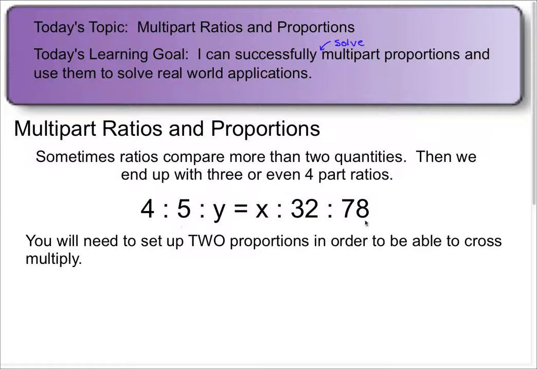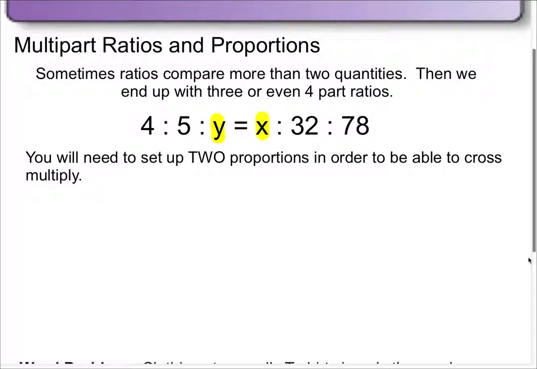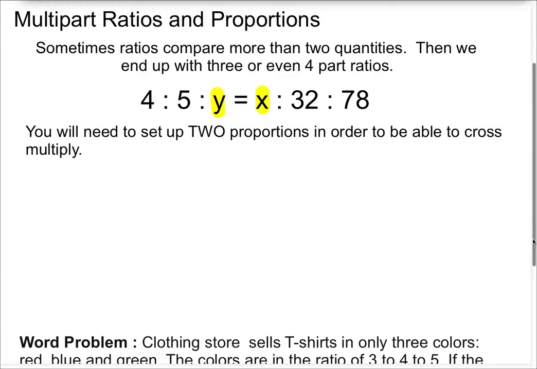So here we've got two ratios that each have three parts, and sometimes ratios compare more than two quantities. Then we end up with 3 or even 4-part ratios. This one is a 3-part ratio because we've got 3 numbers, then an equal sign, then 3 numbers. And if you notice, we've got a y and an x that we have to solve for. So how do we set this up? Because cross multiplying doesn't work when you've got 3 numbers. So we're going to have to take a look and see how we can break this down.